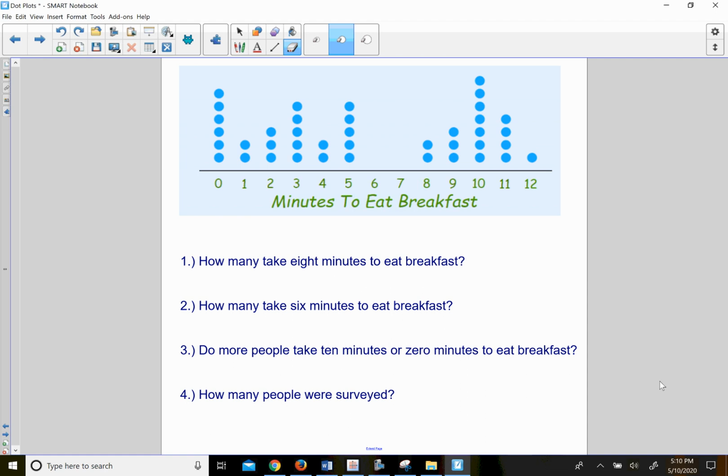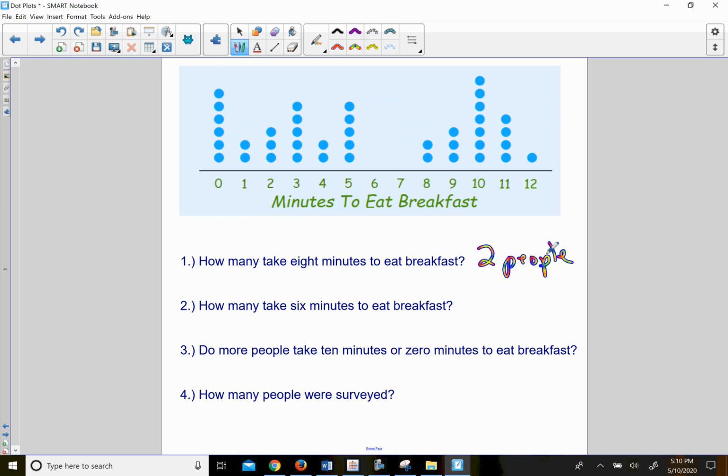All right, so now we're going to review answering some questions based on dot plots that are already drawn. So here you can see we have a dot plot that represents the minutes to eat breakfast from different people's answers. So the people who said 0 minutes, they don't eat breakfast. So it says how many take 8 minutes to eat breakfast? I'm going to look for 8 minutes, and I see 2 dots there. So we can say 2 people take 8 minutes to eat breakfast.